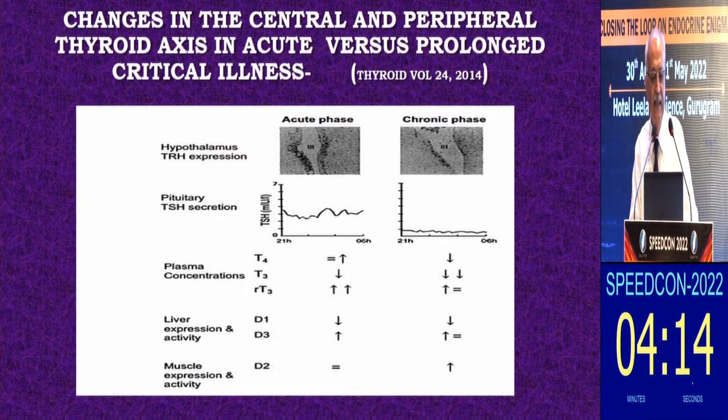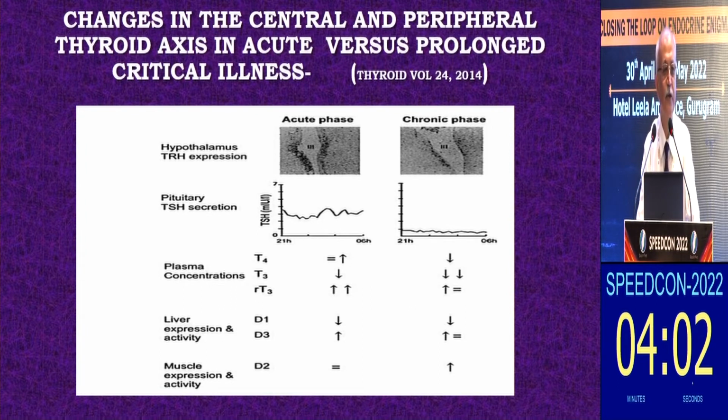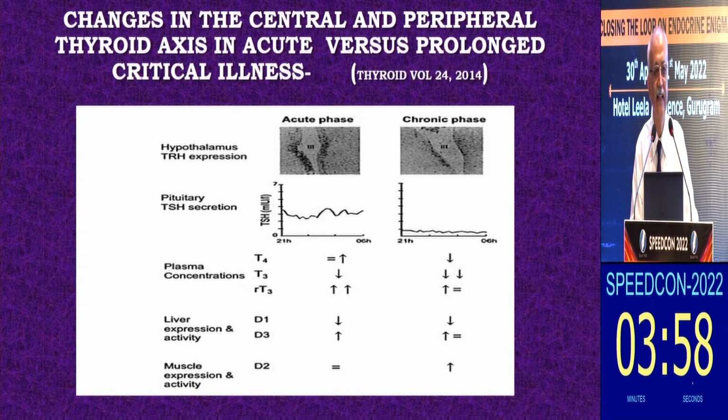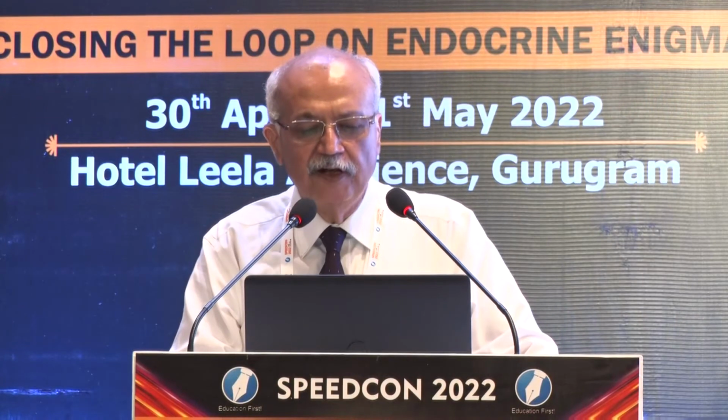Now, the next thing I'll be switching on to, that can cause problems, is the changes in the central and peripheral thyroid axis in acute versus prolonged critical illness. So when you go to the ICU and see patients with critical illness who have weird thyroid function tests, think of this disease. That is, think of acute or prolonged critical illness causing thyroid disease, non-thyroidal illness.